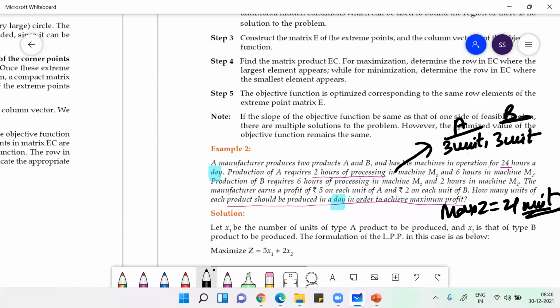Clear everyone? Anyone have any doubt? Please ask me before I conclude today's class. Clear everyone?